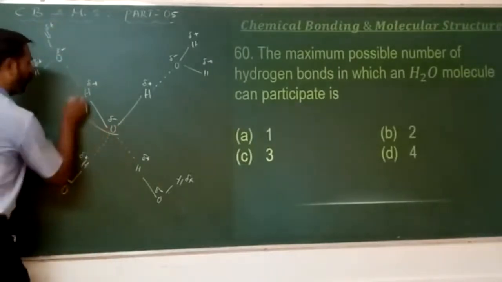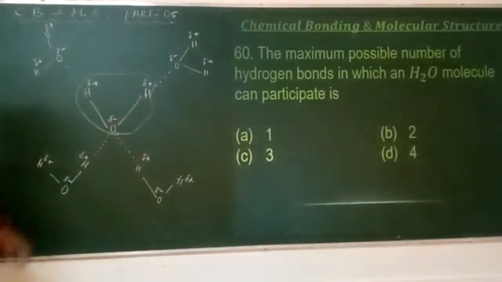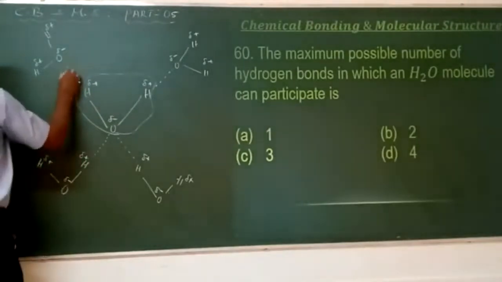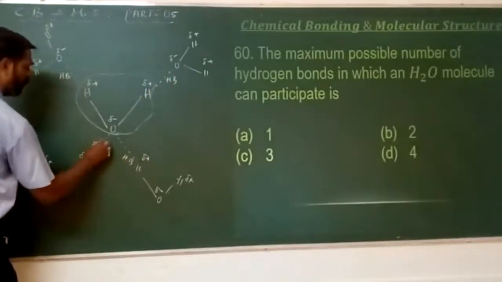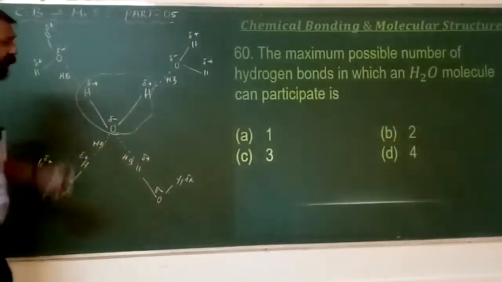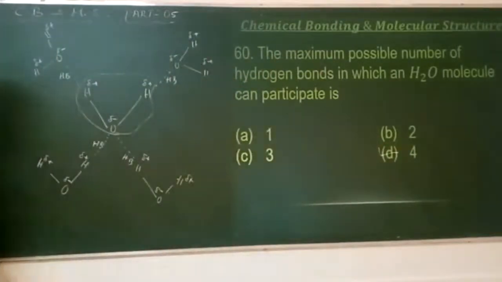Here, one molecule of water is linked to how many water molecules through hydrogen bonding? This is Hb, this is Hb, this is Hb, and this is also Hb. Therefore, we can expect four hydrogen bonds from a single water molecule.